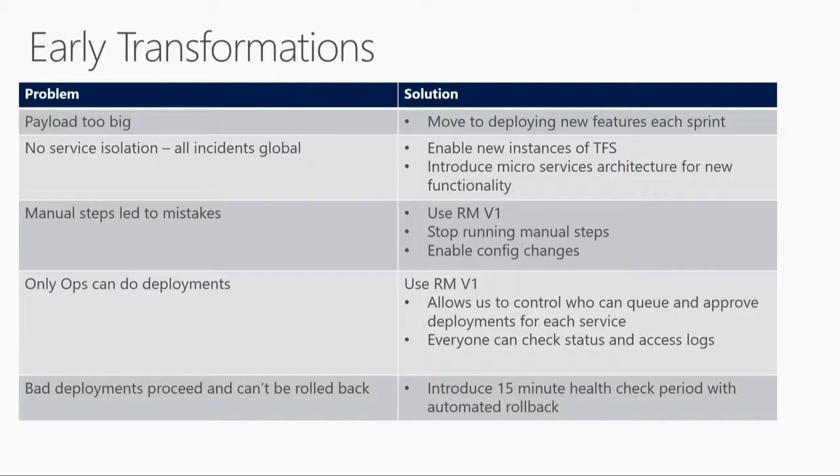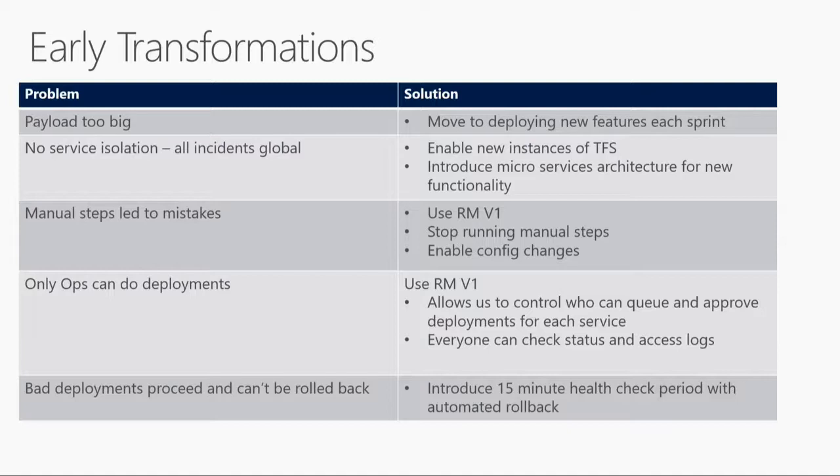Another change was enabling engineers to run config changes against production. A config change is basically running a PowerShell script. So it's pretty powerful. You can do a lot with it. We have to be careful about it. But rather than calling an operator and saying, can you run this change for me in production, we enabled that through our release management. And that enabled us to have an audit trail of changes that have been made.